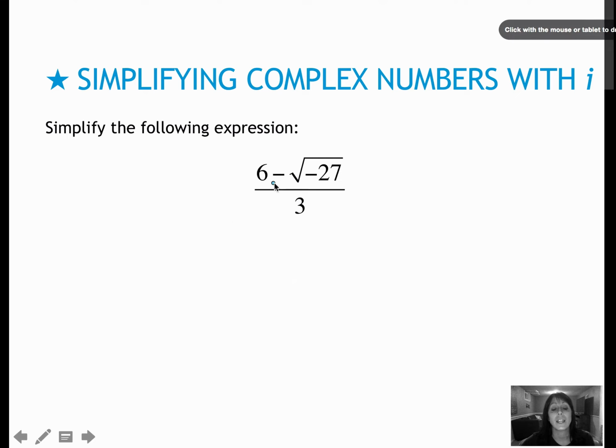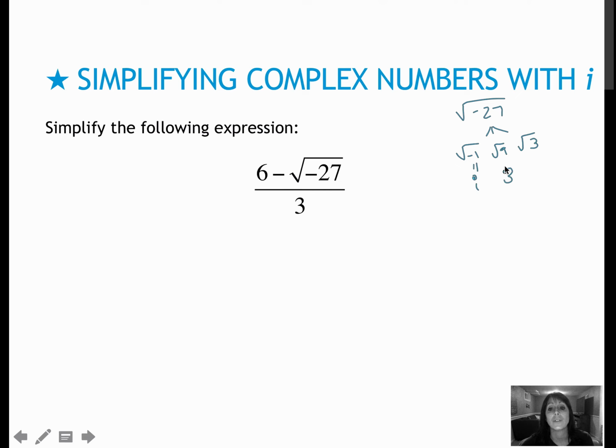So looking at the radical negative 27, I would break that into radical negative 1, radical 9, and radical 3. The square root of negative 1 is i, the square root of 9 is 3, and the square root of 3 is ugly, so it stays inside. So this is 6 minus 3i radical 3 over 3.